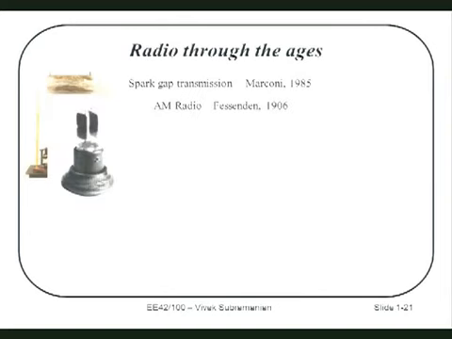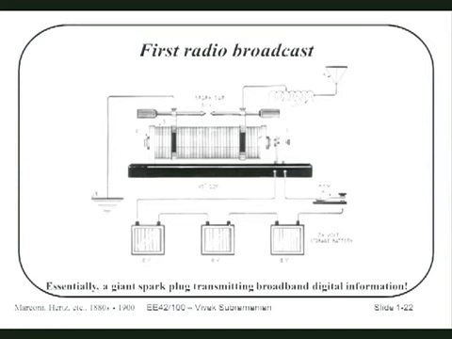The first AM radio was by Fessenden, in the early 1900s, and a shortwave radio followed that. The first FM radio was 1931. The first commercial digital radio was in 2000. And today this has become, of course, very important.